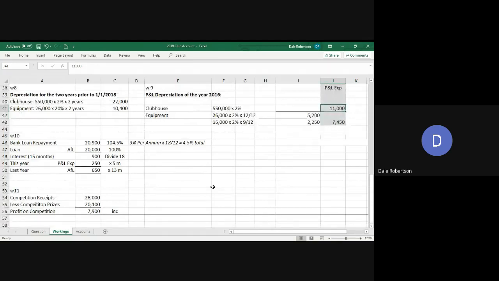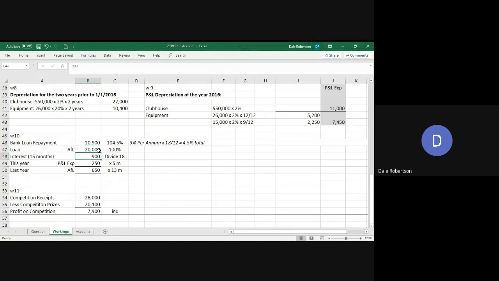Well, the first one is the bank loan, and we've seen this before in other topics, where they tell you how much the loan repayment is, and they tell you that that includes 18 months interest at 3% per annum. Now, 18 months is 1.5 years. So therefore, if it's 3% for a year, for 1.5 years, it's actually 4.5%. 1.5 multiplied by our 18 over 12. So therefore, that 20,900 is actually 104.5% of the loan. And then if you get that, then you can divide that down to get 100% of the loan, which is 20,000.